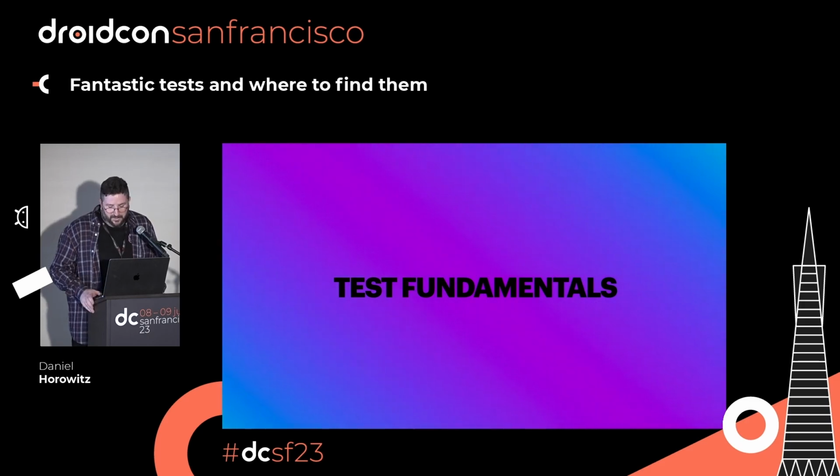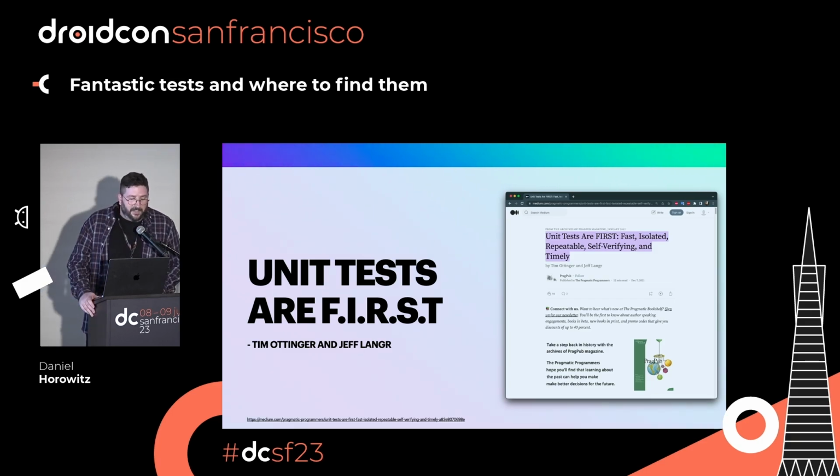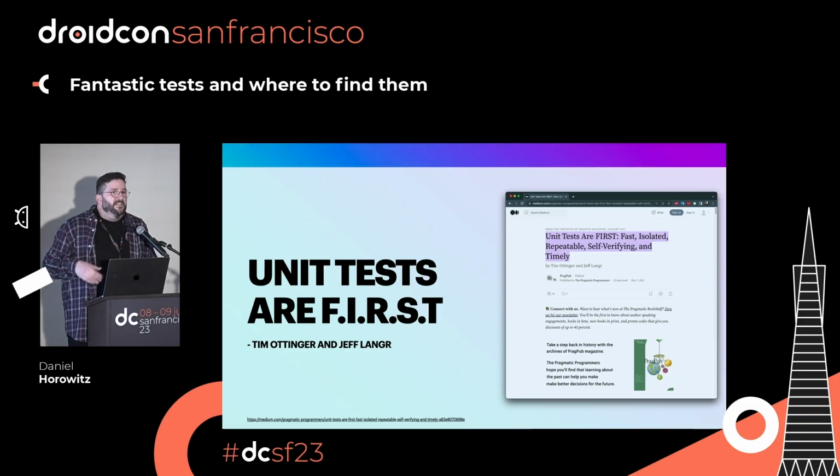So let's go through the test fundamentals first. There's this article from the authors of Clean Code, Unit Tests Are FIRST, from Tim Ottinger and Jeff Langr, where they talk about this acronym, FIRST, and they talk about test properties. And we're going to go through all of them, with some examples as well.